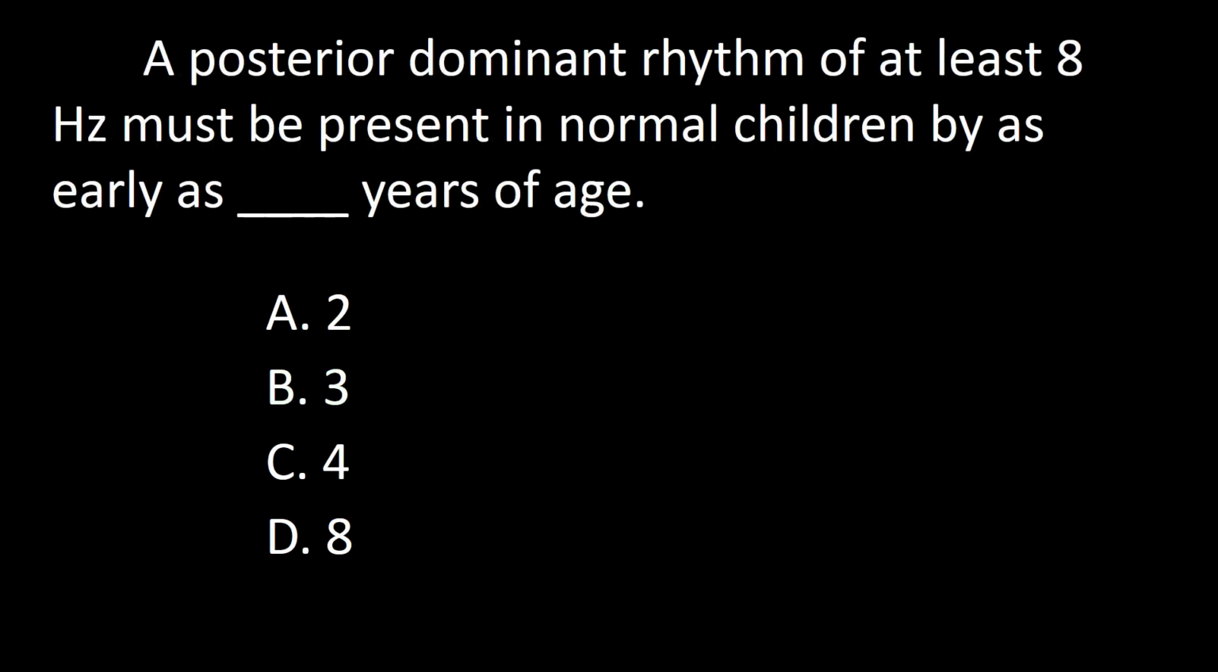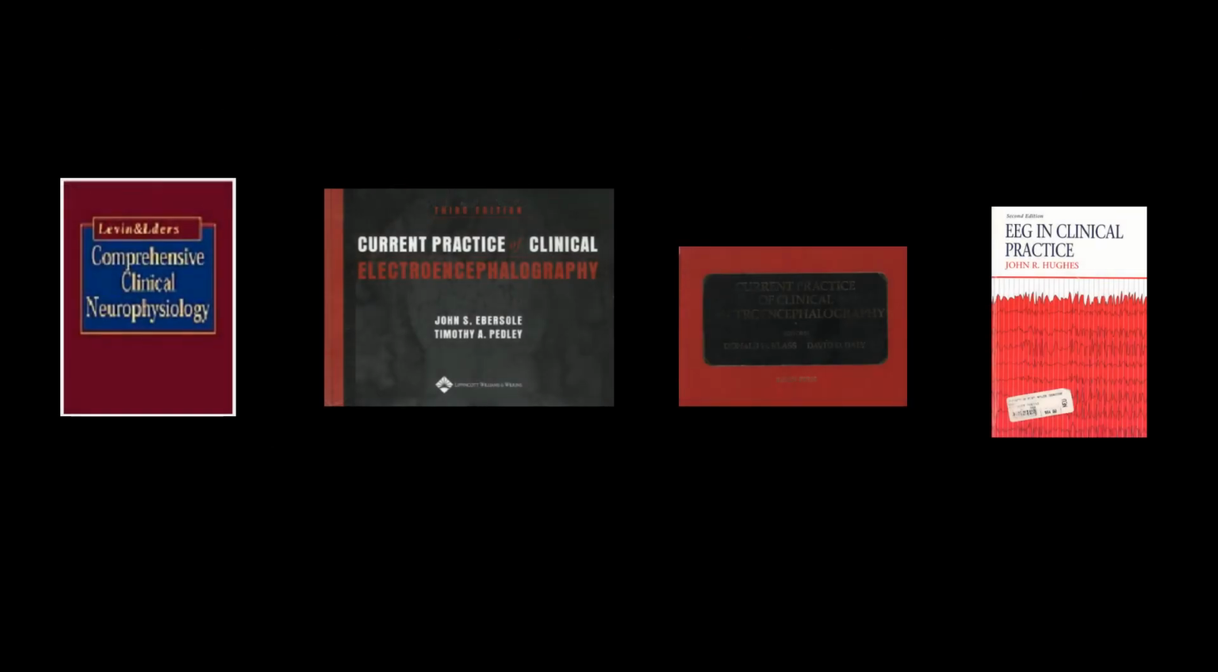Next question. A posterior dominant rhythm of at least 8 Hz must be present in normal children by as early as blank years of age: A, 2; B, 3; C, 4; D, 8. Significant discrepancy exists among different books regarding when the posterior dominant rhythm of less than 8 in a child should be called abnormal. I will first quote from Levine and Luders.